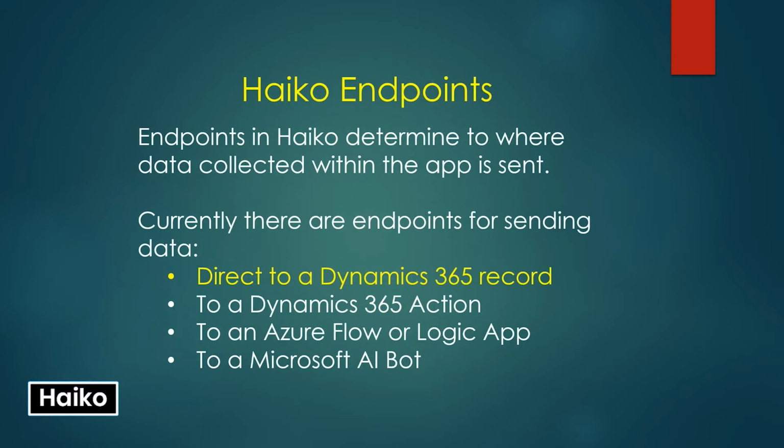So the first thing we need to do is add a Haiko endpoint. Just to remind you, a Haiko endpoint determines where data collected in the app is sent. At present we have 4 different kinds of endpoints. There's the direct Dynamics 365 record endpoint. That means when the person hits submit, a call is made directly to Dynamics to create a record. That's the one I'm going to be covering in the tutorial today.